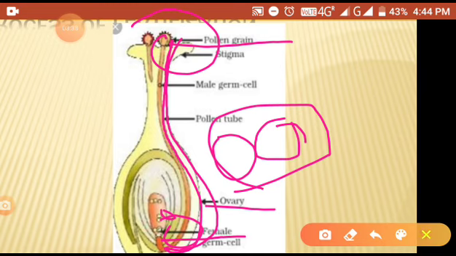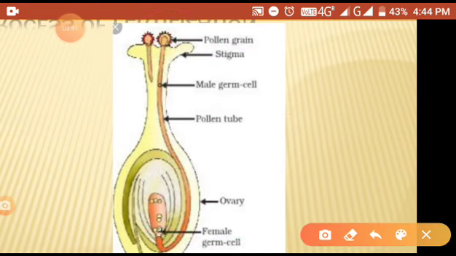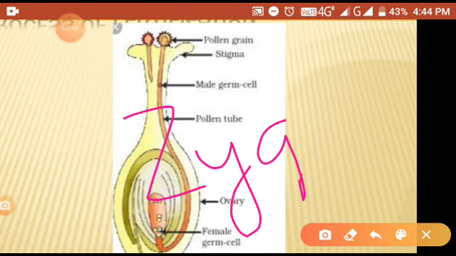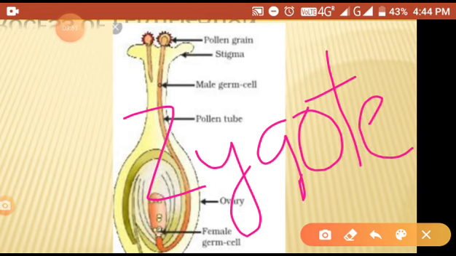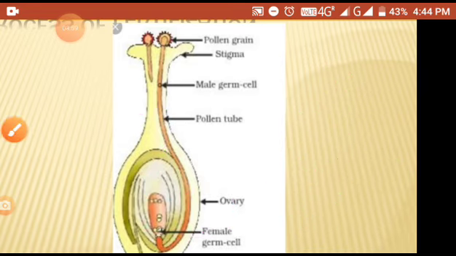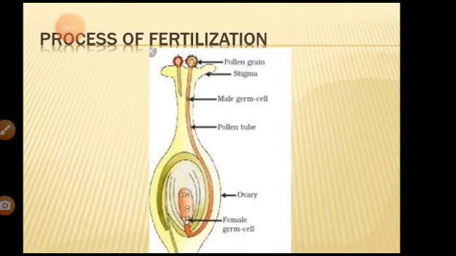And in this process, what is made? In this process, a zygote is made. After the fusion, one cell is there. Before this, two cells are there. After fusing, one cell will be there, and this is called a zygote. So this is called the process of fertilization. We can say the process of fusion of the male cell with the female cell and forming of a zygote is called fertilization.